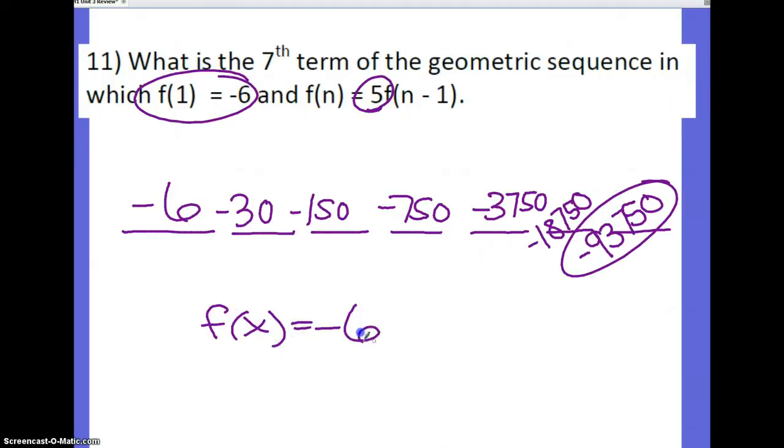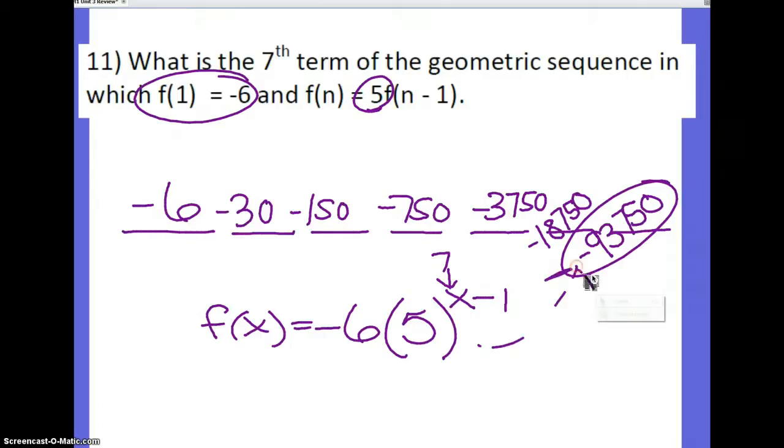Or if you prefer to write the explicit equation, we know the first number is negative 6. It is multiplying by 5 every time to the exponent x minus 1. And again, we could just plug in a 7 for x, type it in our calculator, and get the answer that way. And again, sure enough, our answer is the same as what we had there.